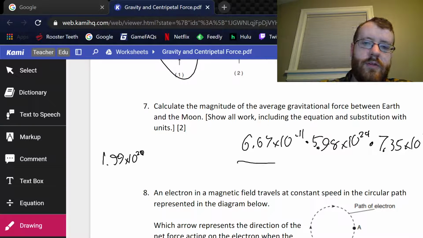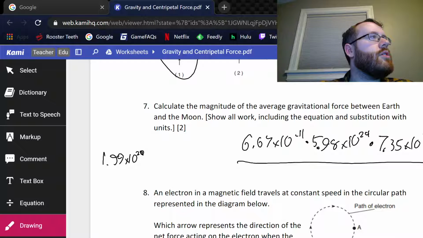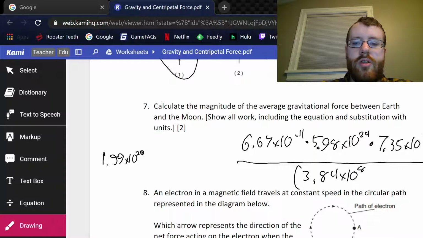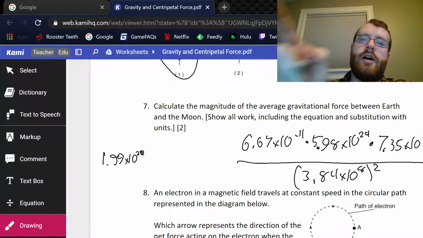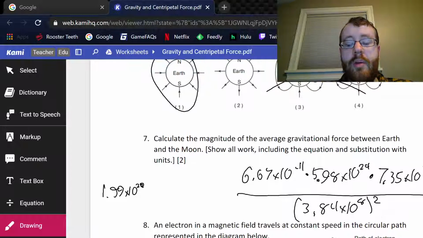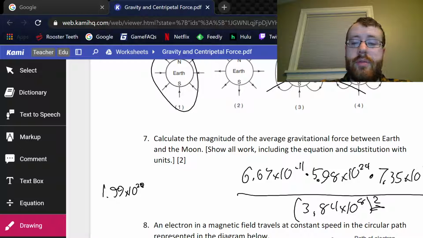22, pretty big difference there. Maybe it doesn't look like it. And then the distance between the Earth and the Moon is what we put on the bottom. A lot of people accidentally put radius here because they see R and think they need to put a radius in here. But don't forget, the radius is the path of the Earth going around the Moon. And then finally, don't forget the squared. That's another thing people forget.